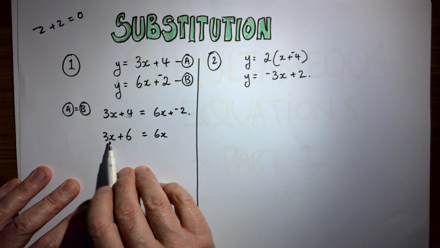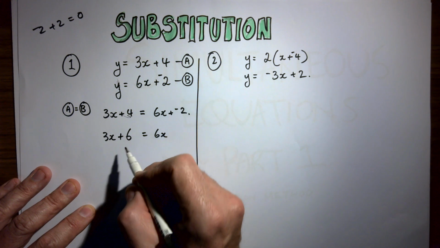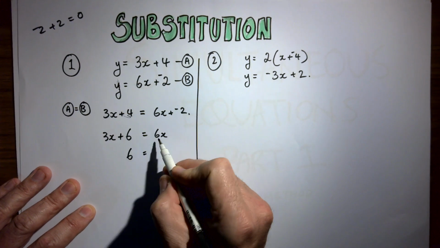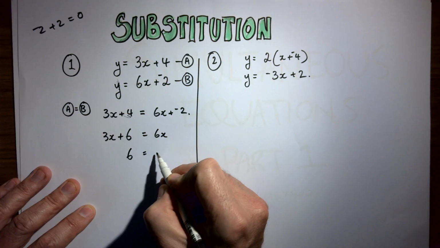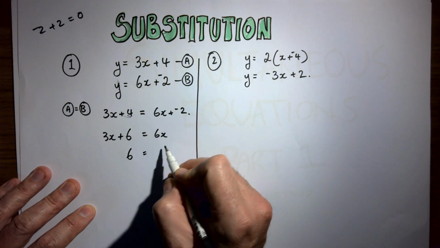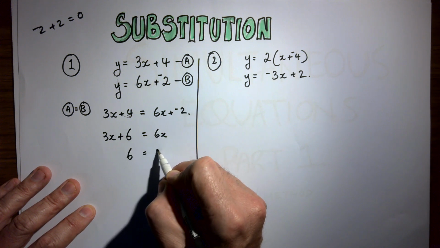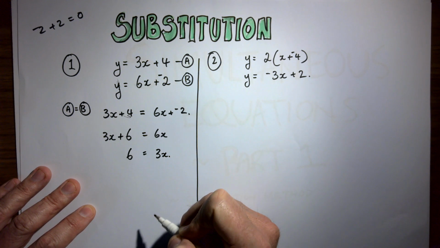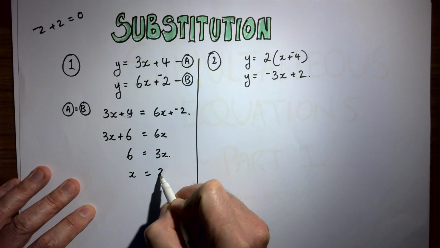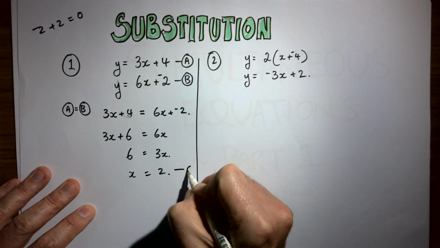Okay, I want to get all the x's on one side, so I'm going to subtract 3x from both sides. So I've got 6x minus 3x. What's that? 3x. Boom, that's easy. X equals 2. Sweet. Okay, I'm going to call that C.